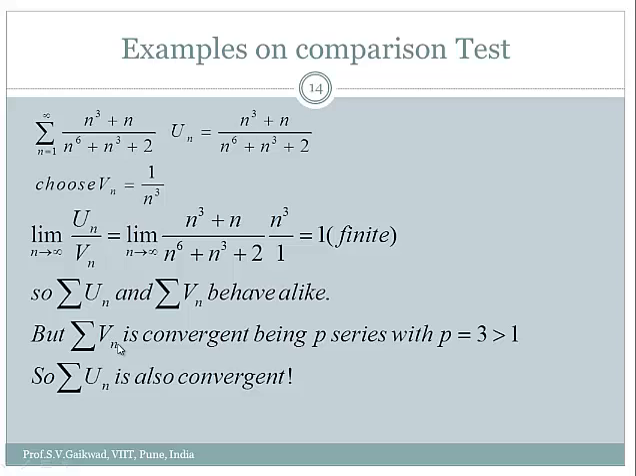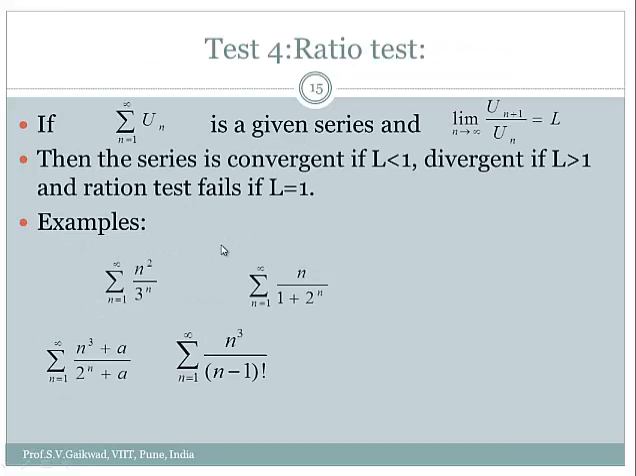You can easily find sigma vn is a convergent series as it is a P series with p equal to 3, greater than 1. So the given series is also convergent. This is the comparison test. Choose a series for comparison. The condition is that the limit of un upon vn should be finite. Then the convergence of vn is already known to you by some simple test, and you can test the convergence of the given series.